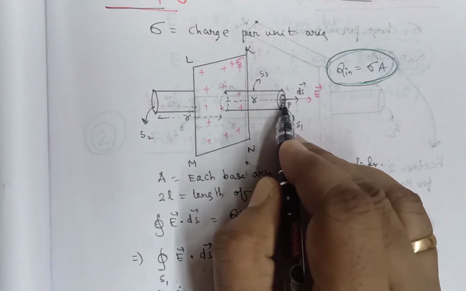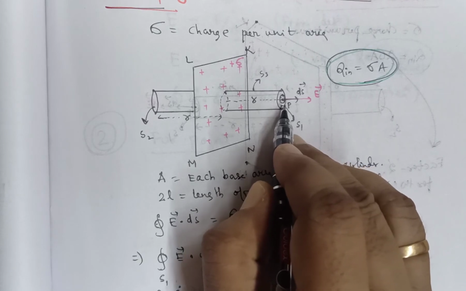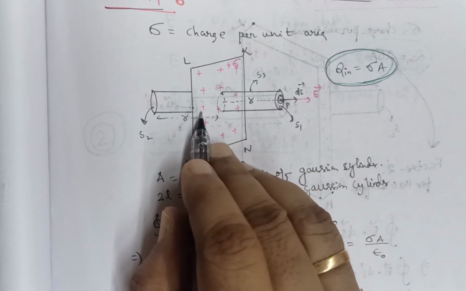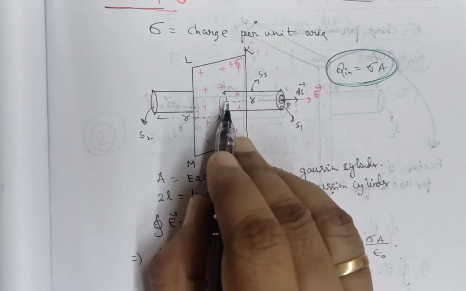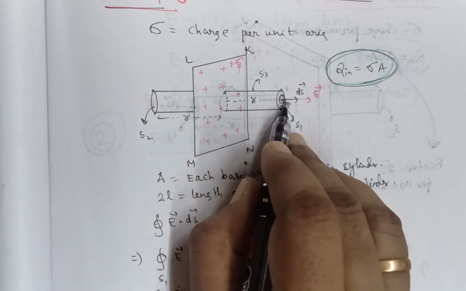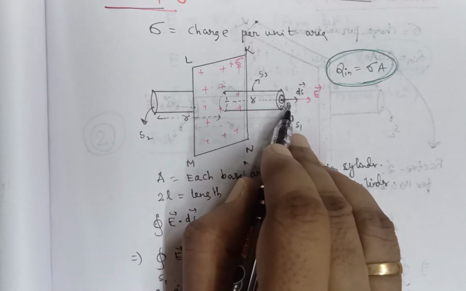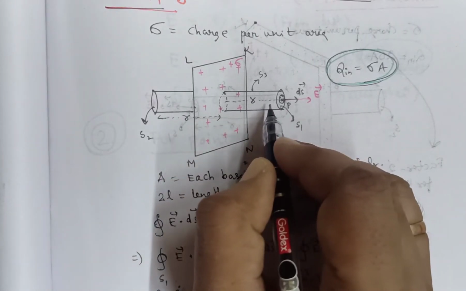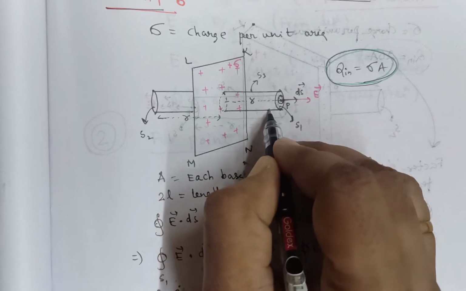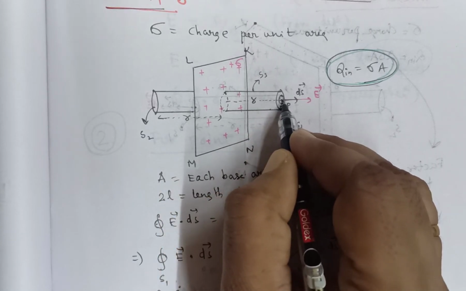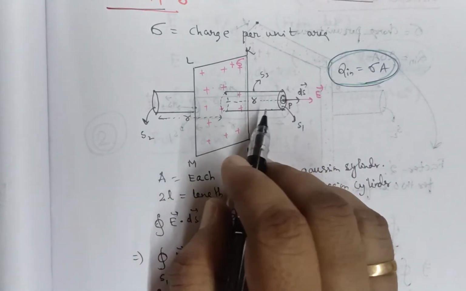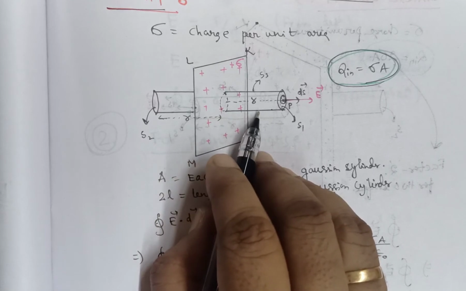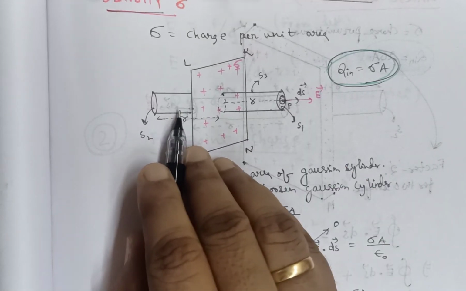P is the desired point where we have to calculate the intensity, and this point P is at a distance r from the sheet. As in the previous problem, P was at distance r from the line charge. Here also P is at distance r from the thin sheet. The chosen Gaussian surface is a cylinder, and it should touch the point P. As if a cylinder is inserted in the thin sheet, you feel your Gaussian surface is just entering the sheet in such a manner.